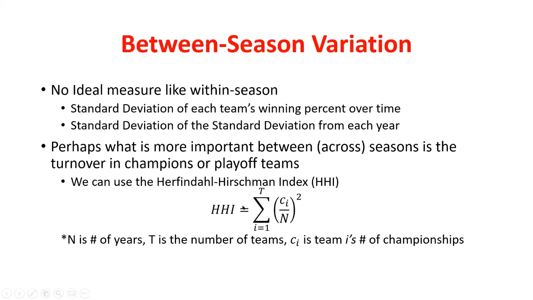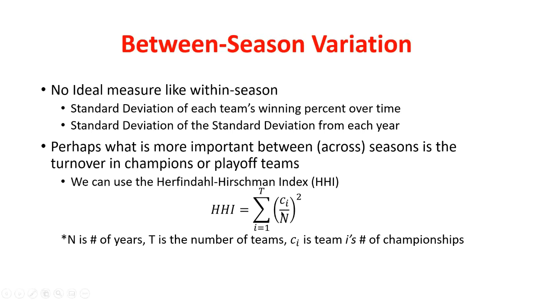So kind of similar to other statistics, really, right? As the variance or standard deviation gets closer to 0, we have more competitive balance in the number of wins. As this HHI gets closer to 0, we have more competitive balance in turnover at the top, or who's winning these championships. And you could really do a similar thing here.